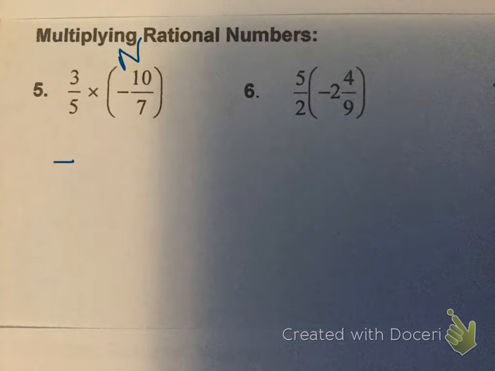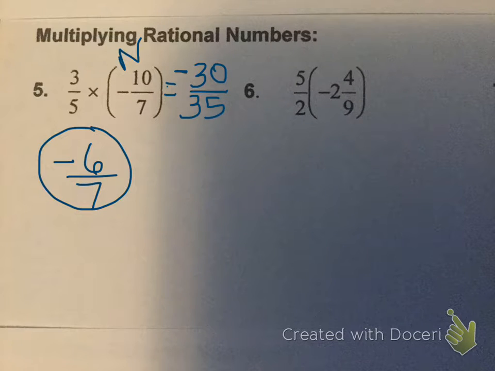Okay, now when you're multiplying rational numbers, we have 2 options. You can multiply straight across, so we can do 3 times 10, we'll put the negative there again, which is 30, and 5 times 7, which is 35, and then you could go ahead and simplify that. 30 and 35 are both divisible by 5, so 30 divided by 5 is 6, and 35 divided by 5 is 7. And then that's your final answer. You always do simplify it.